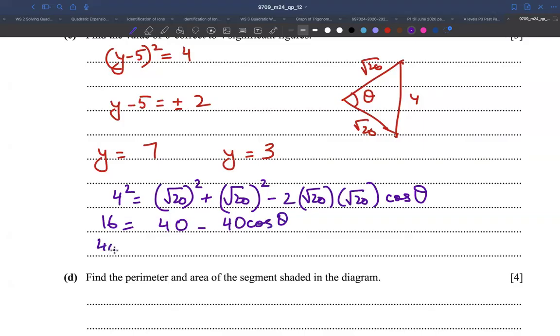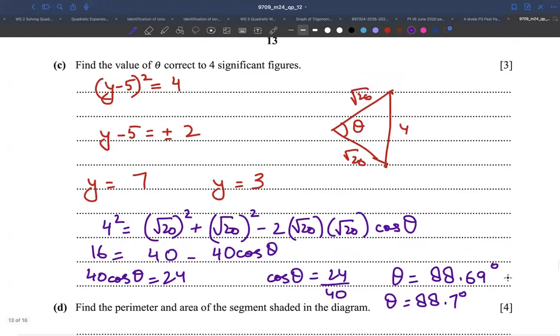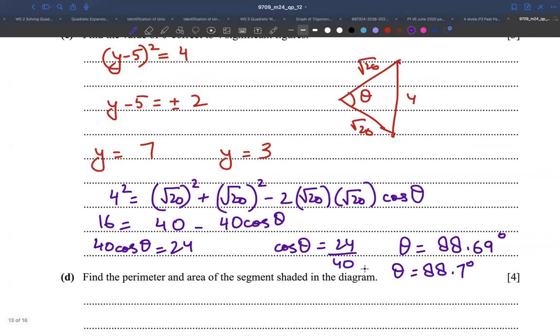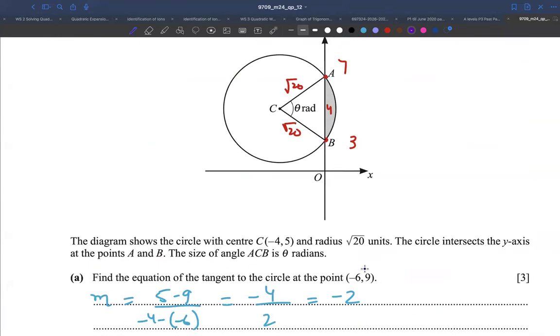Okay? I took 40 cos theta to the left hand side. 40 minus 16 is 24. Cos theta will become 24 upon 40, and then you tell me the answer quickly. 24 upon 40, so theta will be equal to cos inverse, 88.69 degrees, or if you are giving it in degrees, so it will be 88.7. Right, 1 decimal place. I hope you have calculated 24 upon 40. Okay, so that's the value of your theta.